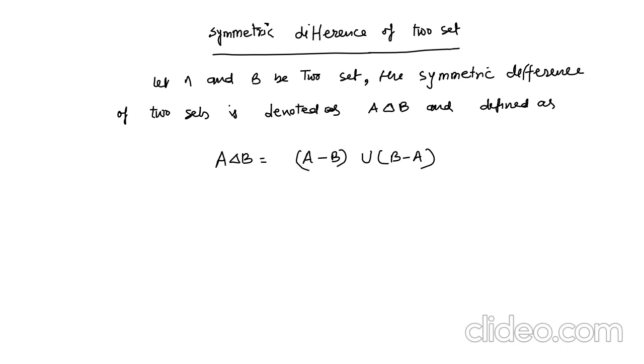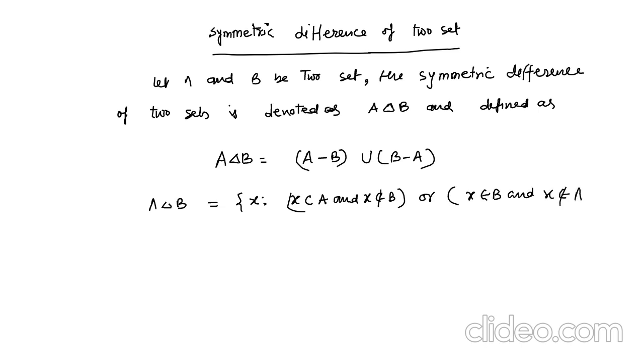We understood the difference between two sets in the previous topic, and here we calculate the symmetric difference as A minus B union B minus A. Theoretically, A symmetric difference B is equal to {x such that x belongs to A and x does not belong to B, or, in place of union, we write or, x belongs to B and x does not belong to A}.